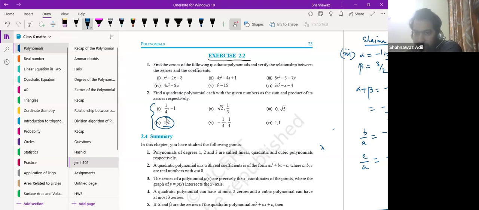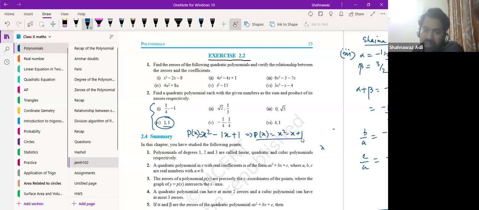The quadratic polynomial is x square minus 1x plus 1. So this is the quadratic polynomial. That is absolutely correct. So the quadratic polynomial is x square minus x plus 1.